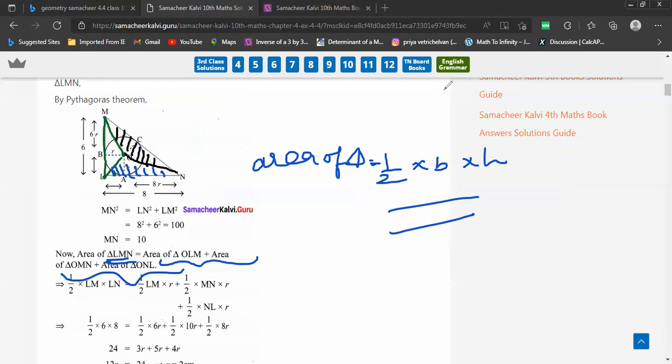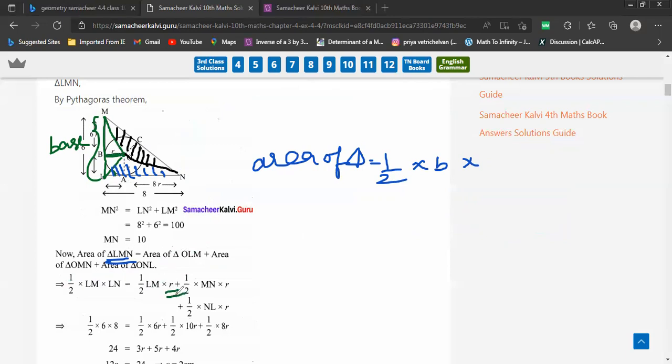So let me apply it on the green one first. If I do that, it's going to be half into LM into R. I can assume this LM as base. And height is nothing but the perpendicular height, the perpendicular distance, isn't it? So you have to take the R as height. So we are done with this OLM. And moving on to OMN, the black one. This MN is going to be the base. And you have this as the perpendicular height, which is also the radius R.